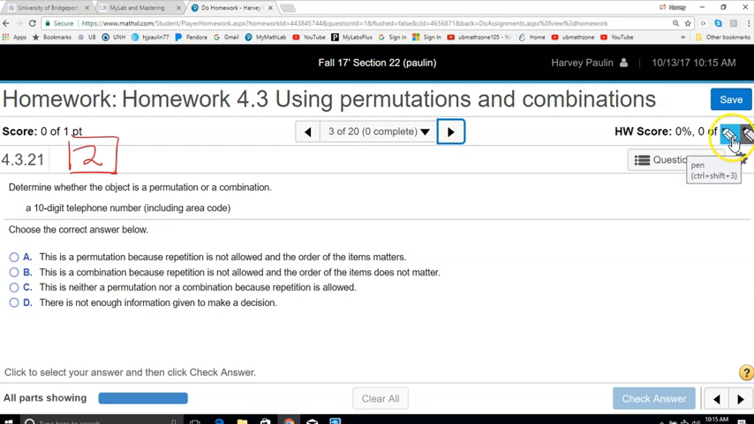Now, in reading this, here they're asking you to determine whether the object is a permutation or a combination. Now we have a 10-digit telephone number, which includes the area code. So take a moment and keep in mind it may not be one of these, depending on the qualifiers of permutation or combination.